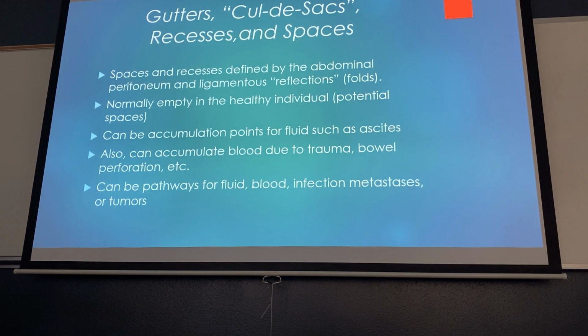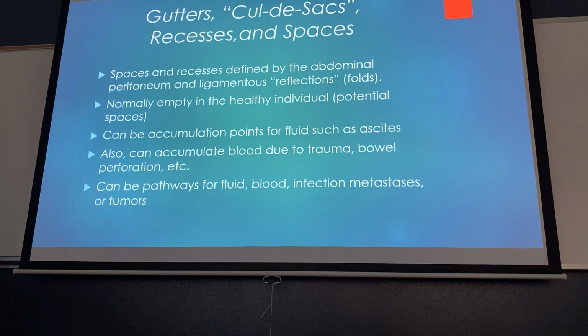Gutters, cul-de-sacs, recesses, and spaces. Whether it's a certain discipline within our profession or different textbooks, they'll use different terms for these regions, pouches, or spaces that are created by the interlacing of the peritoneum in and around certain organ systems. As the peritoneum comes in and out, it forms some larger recesses or pouches where fluid can build up in cases of ascites or trauma.